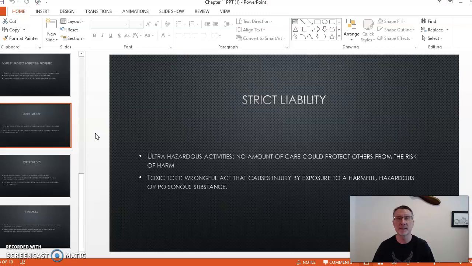And again, in businesses, same thing. So in your business operations, the dumping of waste and toxic waste, those kinds of things are heavily, heavily regulated. There's a toxic tort, and that's the wrongful act that causes injury by exposure to a harmful, hazardous, or poisonous substance. In that case, again, it could be employees or customers who come to your office or your plant, but they have to be protected.